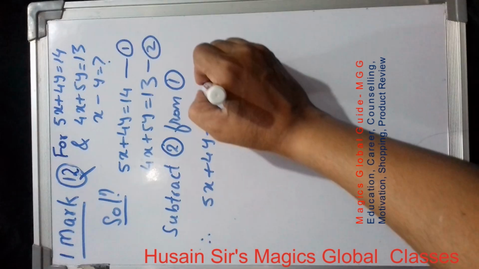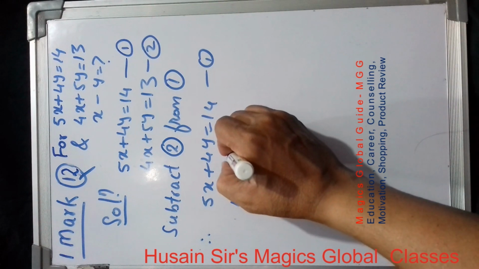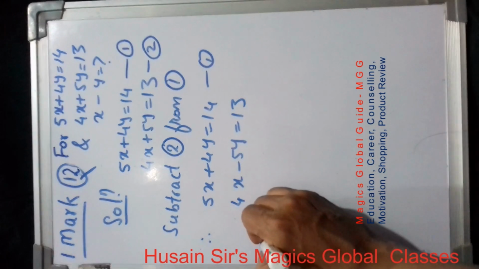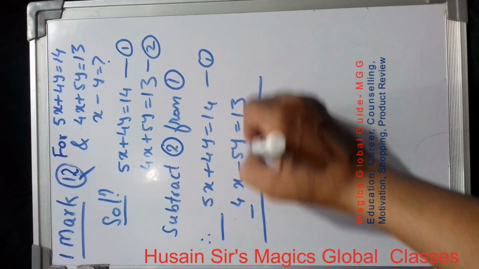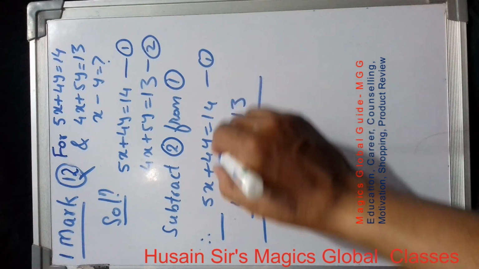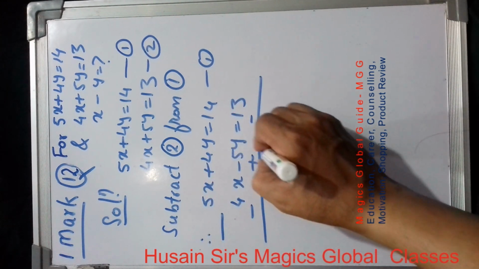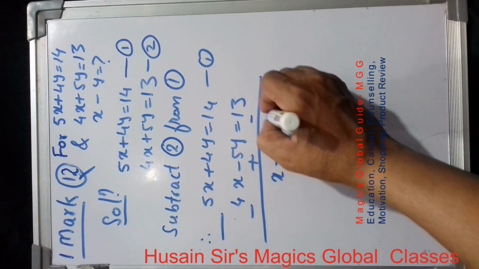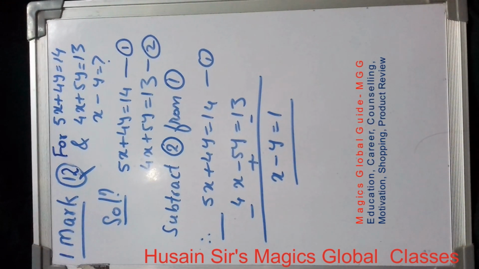The next question we have, for the equations 5x plus 4y is equal to 14 and 4x plus 5y is equal to 13, what will be the value of x minus y? So we give number 1 and 2, then subtract 2 from 1. 5x minus 4x will become x, and 4y minus 5y is equal to minus y, therefore x minus y is equal to 1. So the answer is x minus y is equal to 1.